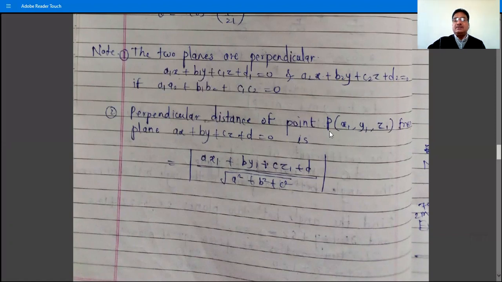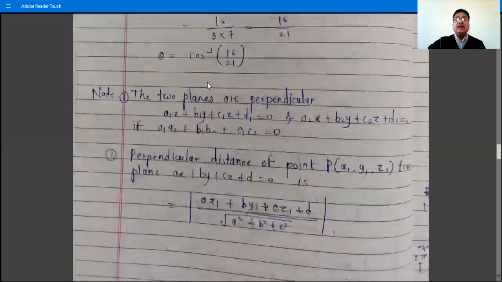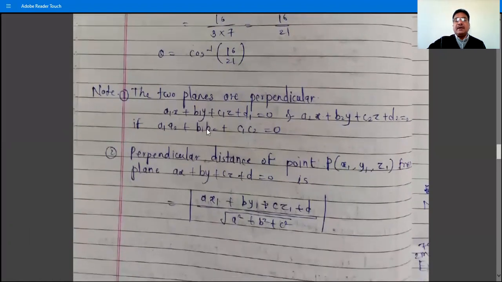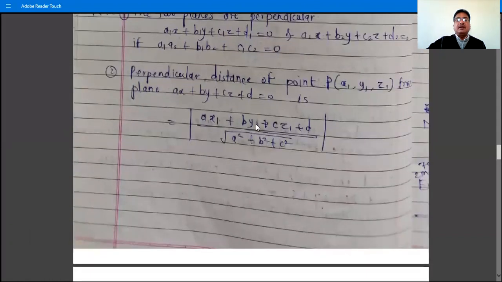And again, when the two planes are parallel, if a1 by a2 is equal to b1 by b2 is equal to c1 by c2, the same condition for two lines to be parallel. So if the coefficients of x, y, z are in proportion, that is a1 by a2 is equal to b1 by b2 is equal to c1 by c2, then we say the two planes are parallel. And if a1 a2 plus b1 b2 plus c1 c2 is 0, then we say the two planes are perpendicular.